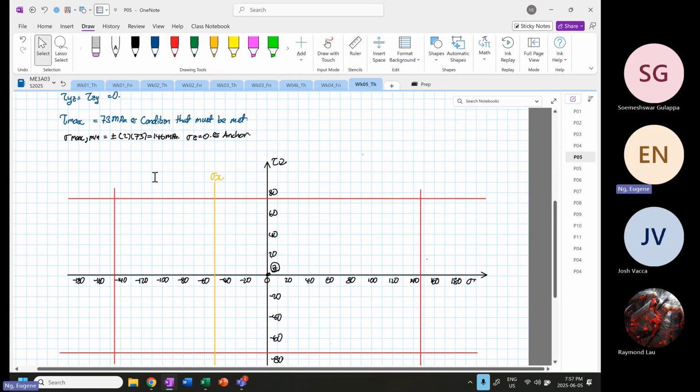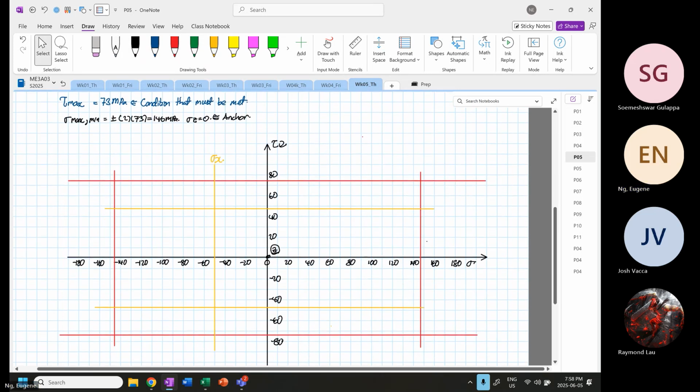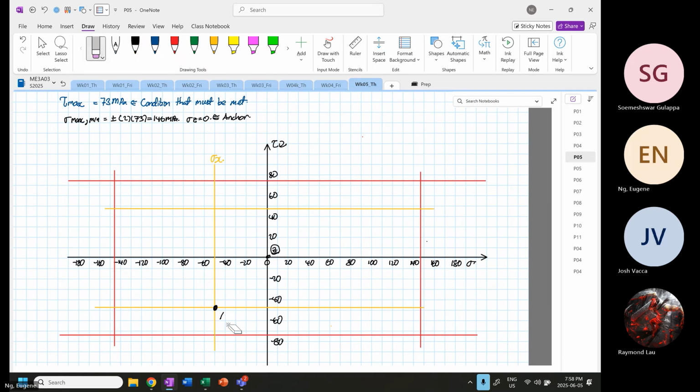Okay, so we're going to put in our shear at 48. So this is approximately 48. By looking at the 3D, the element will rotate anti-clockwise. Okay, so this is our point X.